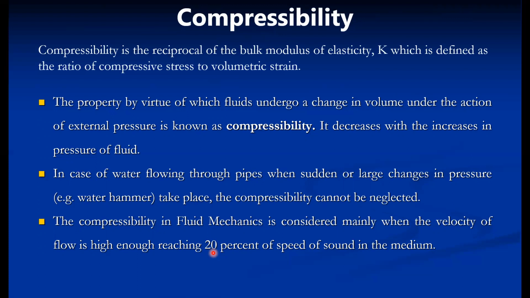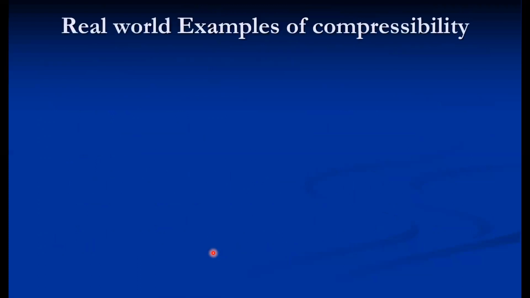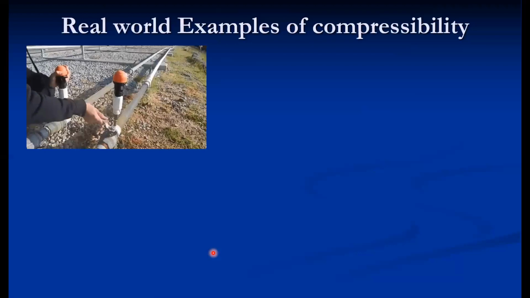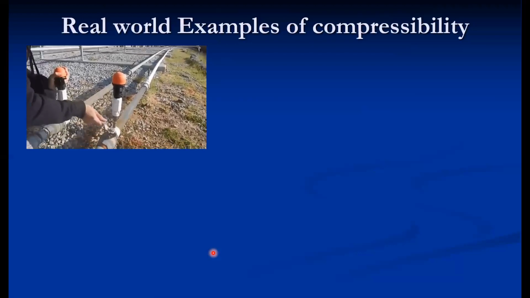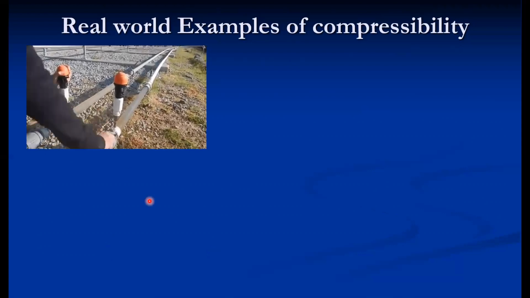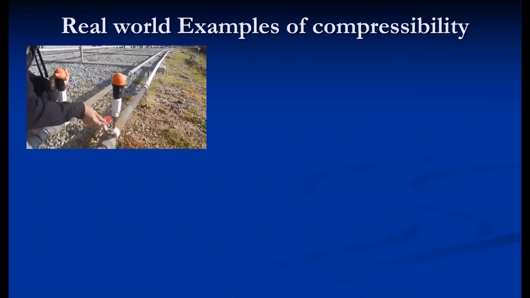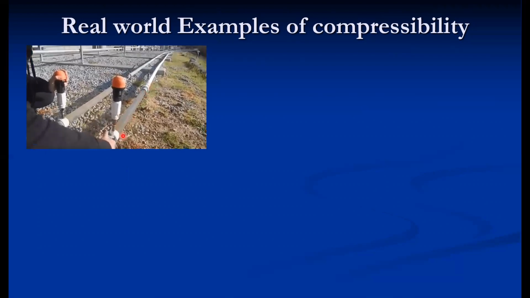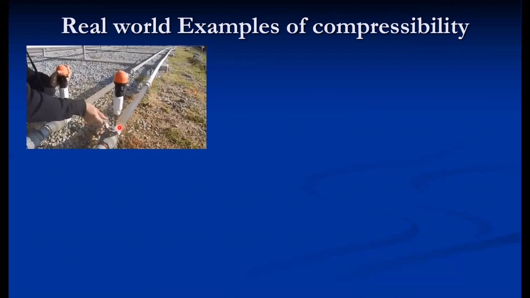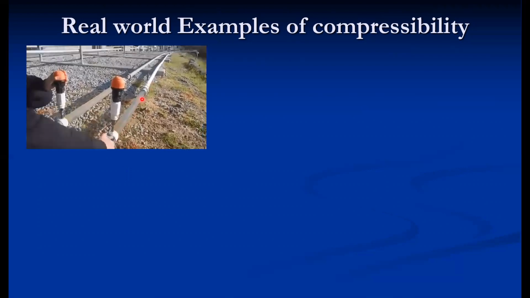So this is about the compressibility and bulk modulus of elasticity. There are many occurrences when to consider the compressibility effect or when not to. This is the example. We can say this is the water hammer effect, because of sudden stoppage of the fluid, a vibration takes place, and that vibration returns down the line. So this is called the water hammer effect.